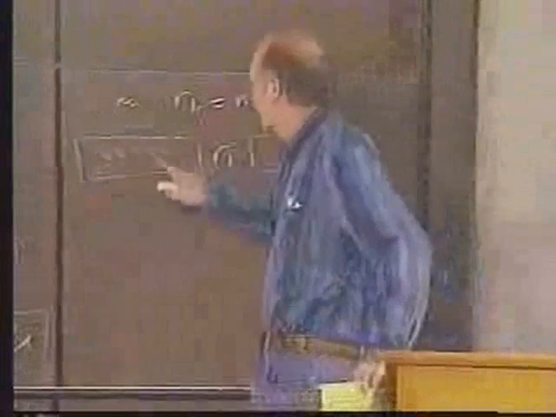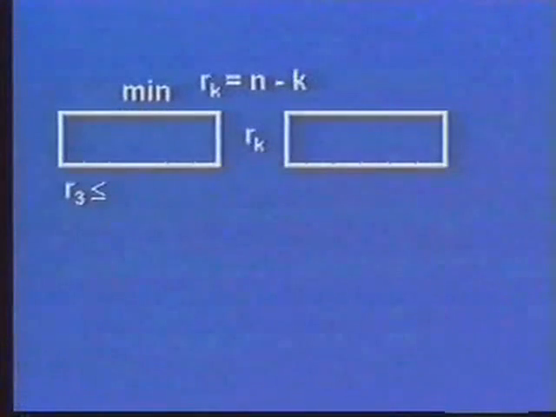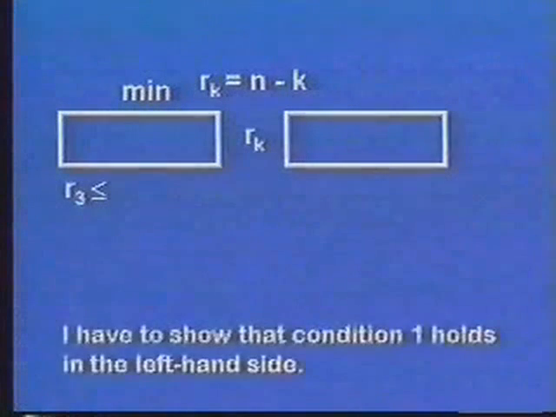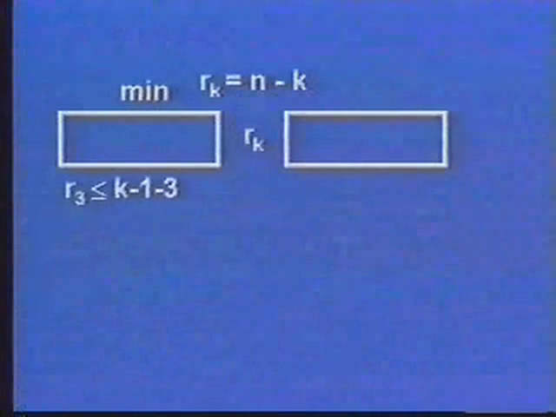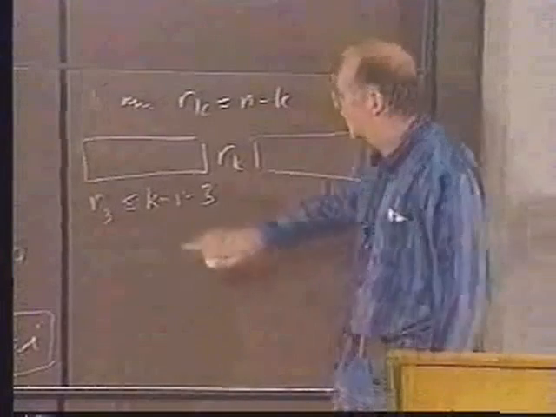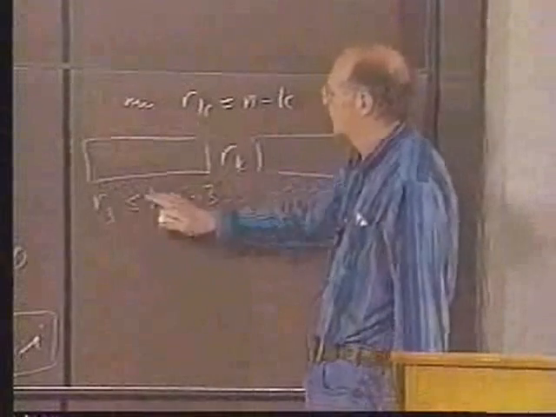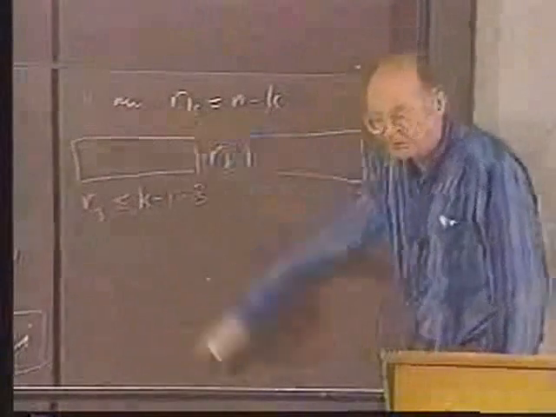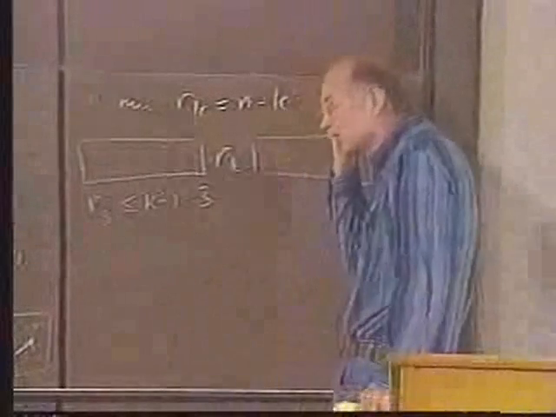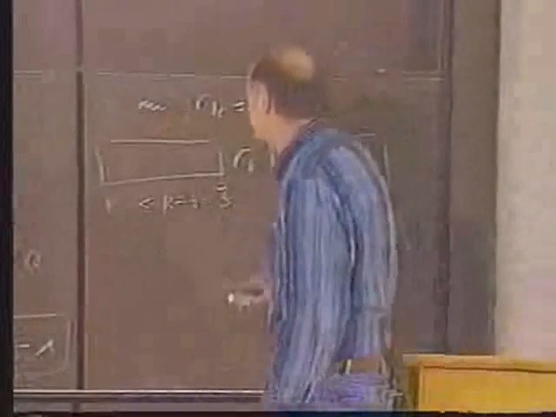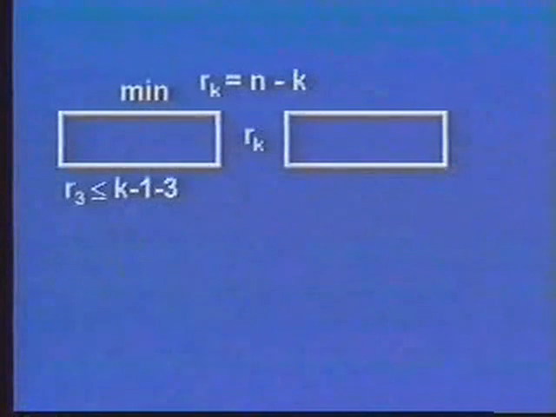On the left-hand side, I have to show that condition one holds. So I have to show that R3, for example, is less than or equal to K minus one minus three, since I've got K minus one guys here. I have to show that R1 is less than or equal to K minus two, R2 is less than or equal to K minus three, R3 is less than or equal to K minus four, and so on up to R sub K minus one is zero. Now, how would I show that R3 is less than or equal to K minus one minus three?